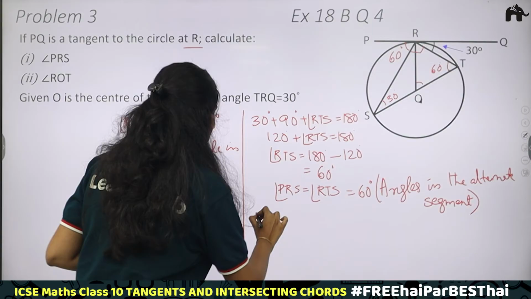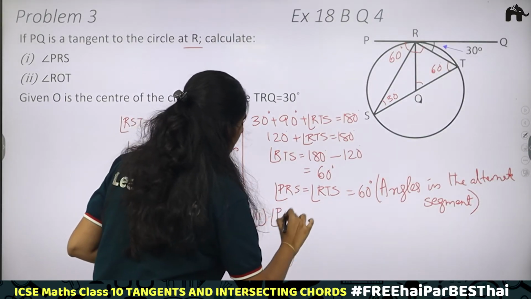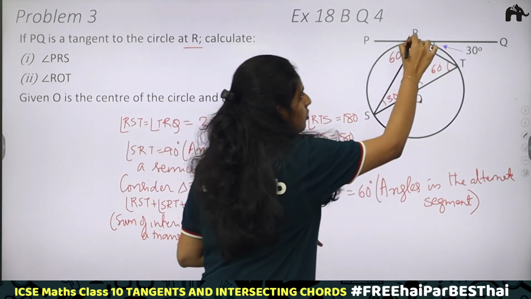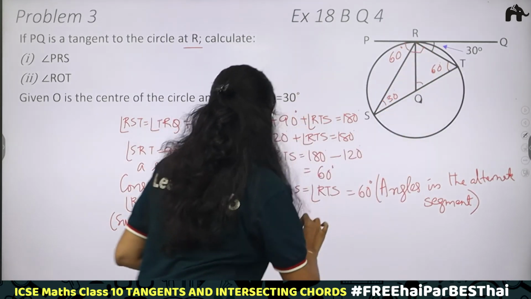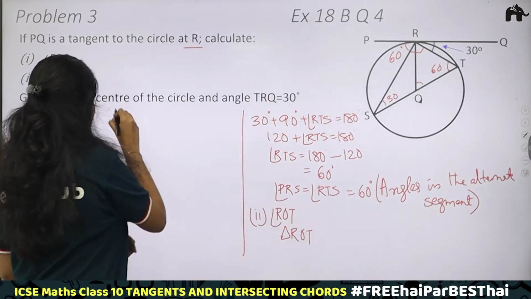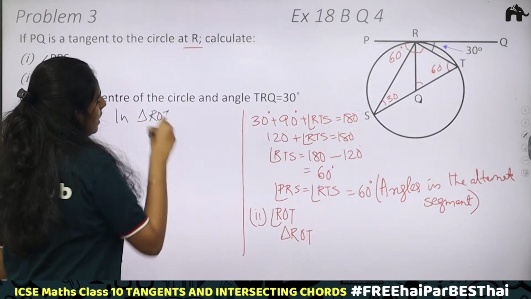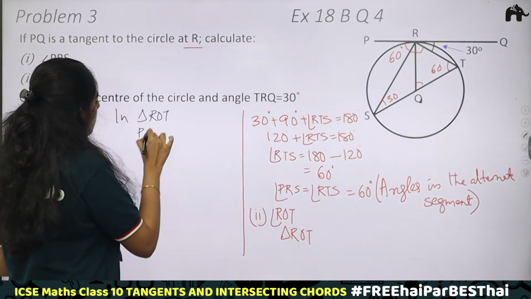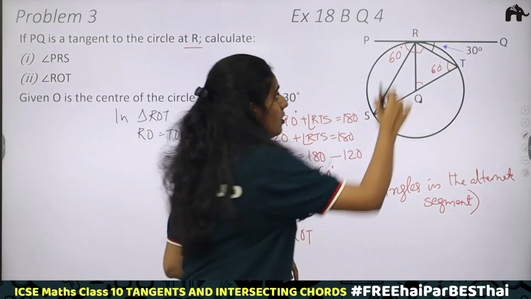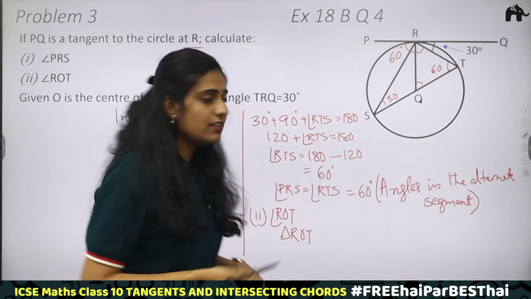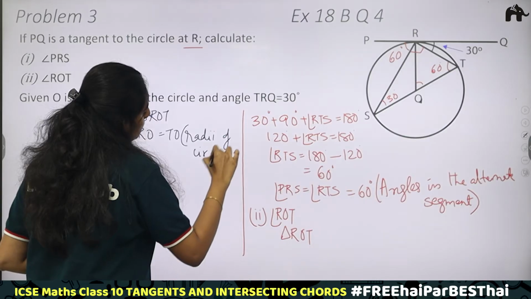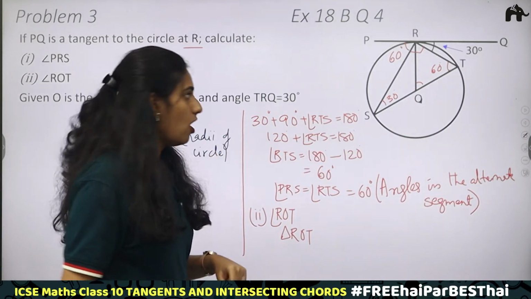Now the second one we have to find is angle ROT. Okay, to find ROT, it is very easy. We have to consider the small triangle ROT. In triangle ROT, we have RO is equal to TO. What is the reason? O is the center of circle. Therefore, RO and TO are the respective radii of circle. We know that radii of a circle are always equal.